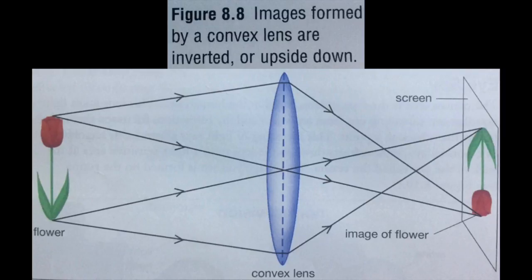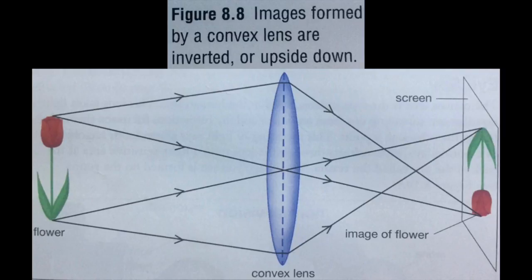An image on a movie screen is a real image, since light actually travels from the screen to your eye. Any image that can form on a screen is a real image. Both film projectors and overhead projectors use convex lenses to create real images.